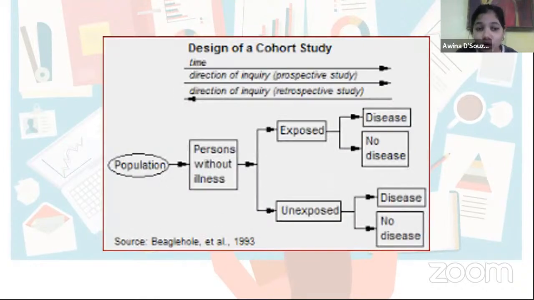But when you see a cohort over here, a cohort can be bidirectional. It can be a retrospective as well as a prospective kind of study. You will see a population, then you see the persons without the illness, when the person is exposed and not exposed to the illness, and what the responses are when the person is exposed or not. So this happens in a cohort study.